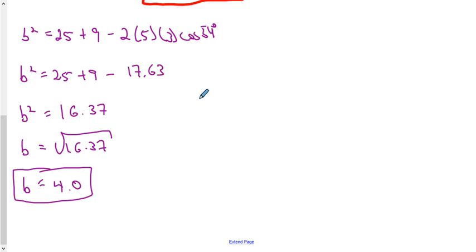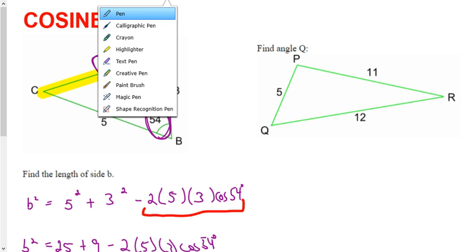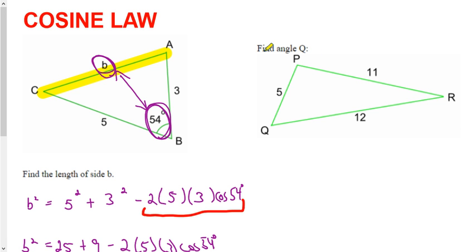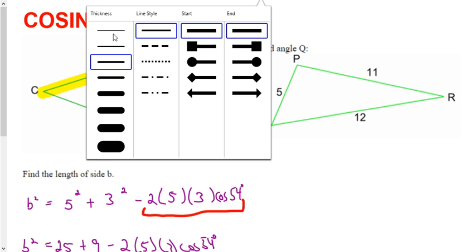That's finding a side. Let's find an angle. In this next one, we're doing cosine law, and I can tell it's cosine law because I know all 3 sides on the triangle. Side, side, side. So it's a side, side, side problem. I know all 3 sides on that triangle. So here we go. Let's figure this out.